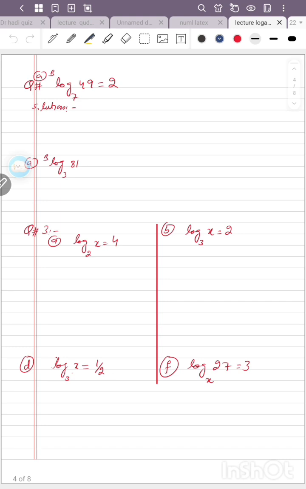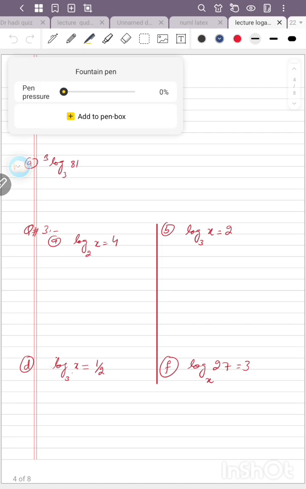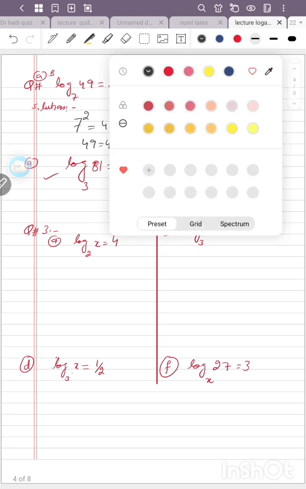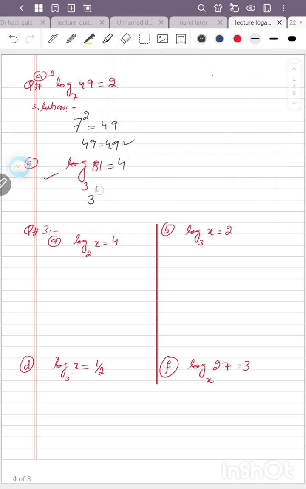Now we will move forward. Here we have to solve this question, and how we solve it is very simple. We have to use the rules. 7 is your base, power is 2, equal to 49. 49 equal to 49, we have to prove that. Okay dear friends, the next question is 3: 3 power 4 equal to 81. This is 81 equal to 81. We have the answer to this question.